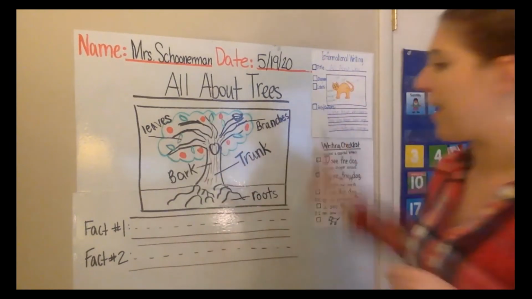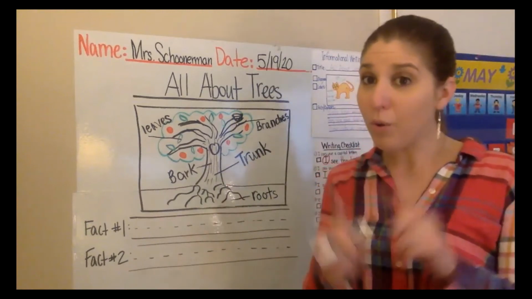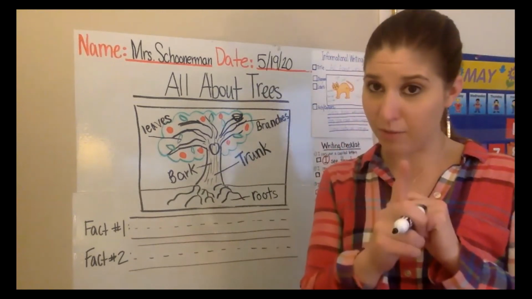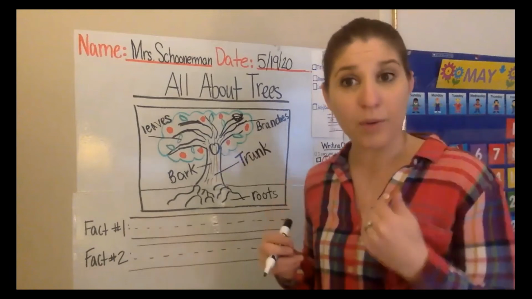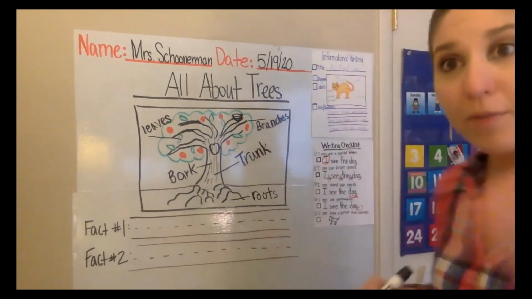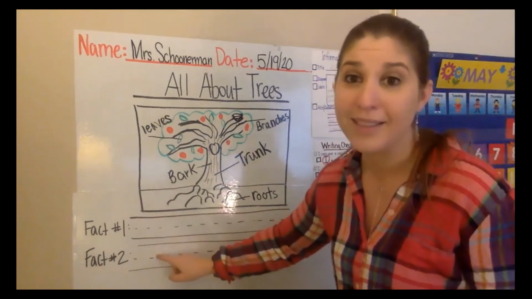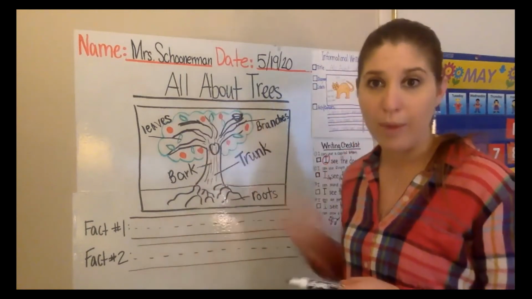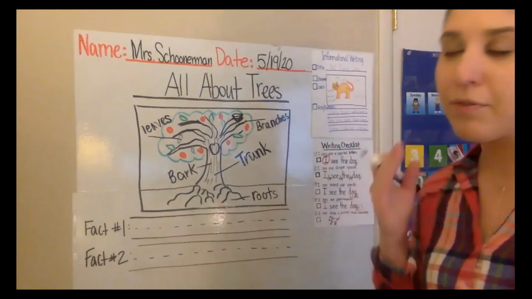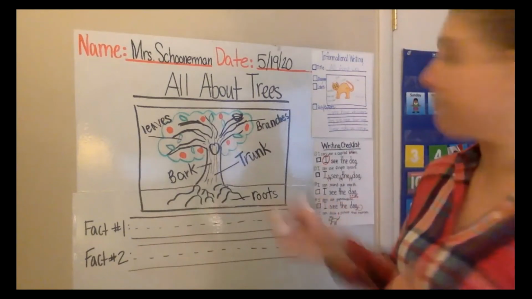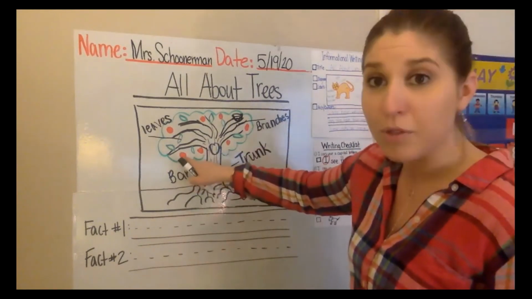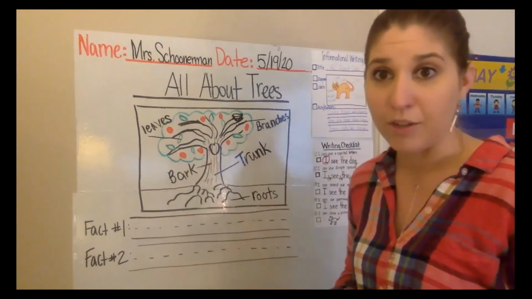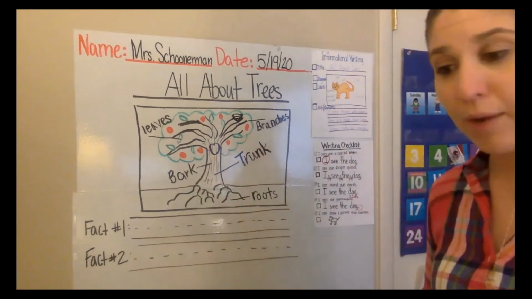We need to add a fact. I am going to only write one fact with you. So we're going to write it together. And then when the video is done, you are going to write the second fact, the second real thing that we know about trees. So the fact that I am going to write is that fruit can grow on trees. So you can write this right with me.